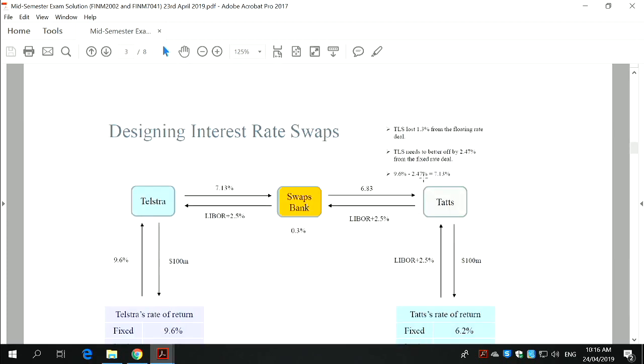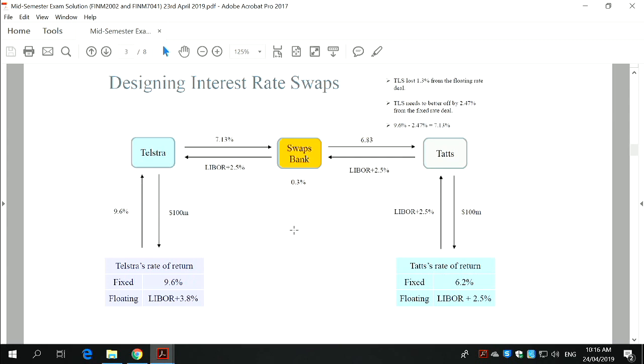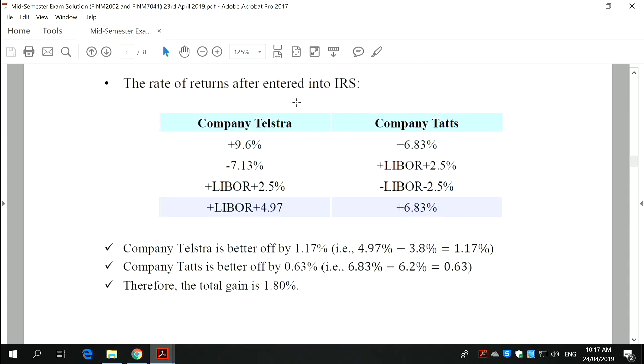Then we ask ourselves how much Telstra should be paying Tesla Auto. Well, Telstra invests in a fixed rate investment vehicle that provides Telstra 9.6%, right? So the 9.6% needs to subtract 2.47%. So Telstra just needs to pay Tesla Auto 7.13%. So Telstra pays that fixed rate, and the swap bank takes a 30 basis point cut, passing the remaining 6.83% to Tesla Auto, and we have an interest rate swap.